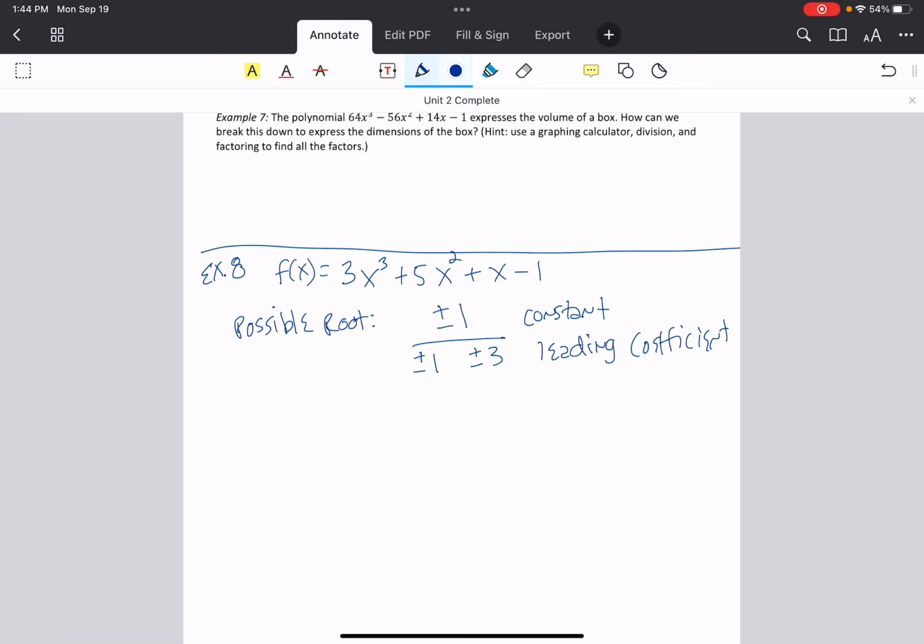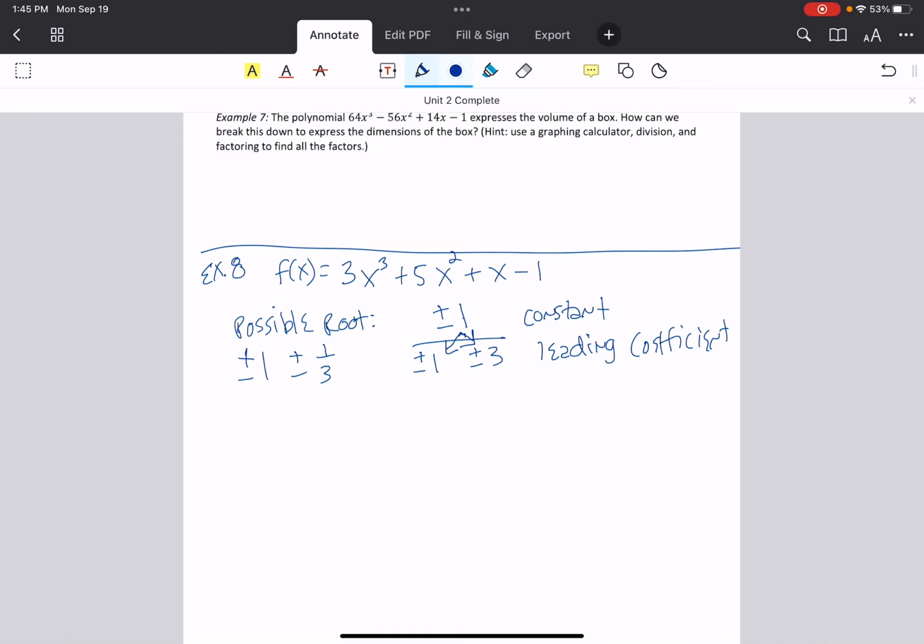You guys with me? So I need to divide these. So I'm going to take the 1 over 1. Right? And then the 1 over 3. So the positive and negative factors of the constant, that's where I got the 1 from, right? And then the positive or negative factors of the constant over the leading coefficient. We doing okay?